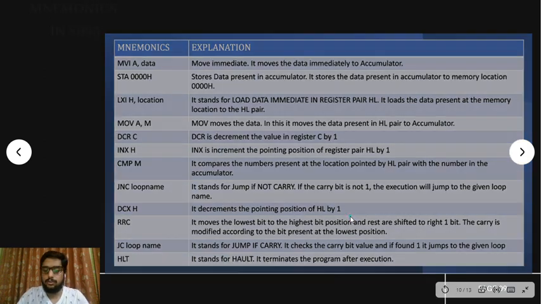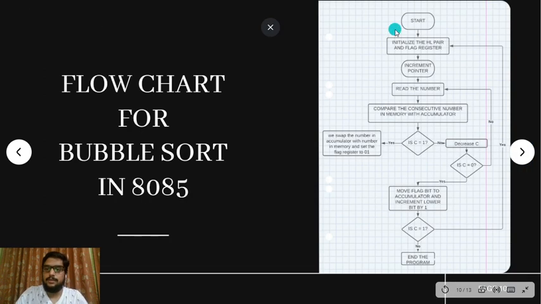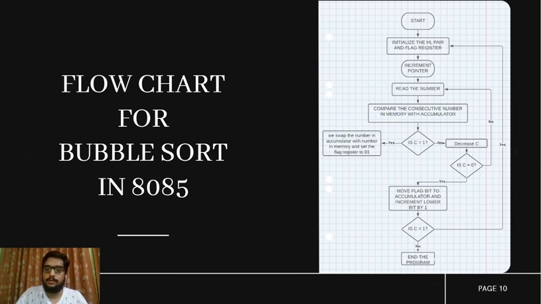Now let's see the flowchart of the code. We start by initializing the HL pair and the flag register, and we then increment the pointer, which is the HL pair. We read the first number, store it in the accumulator, and go to the next consecutive memory location, and we compare both the values.